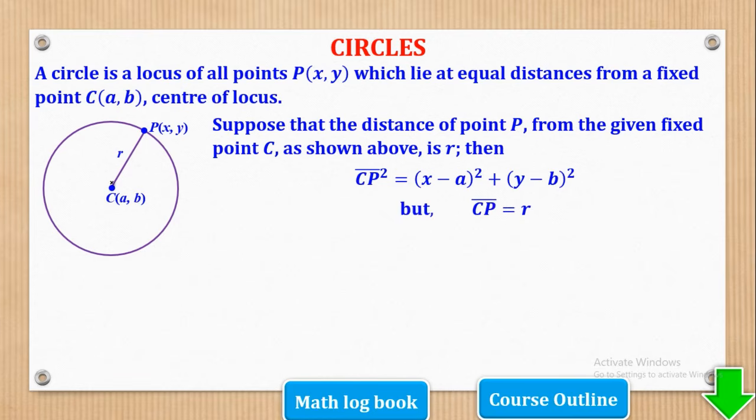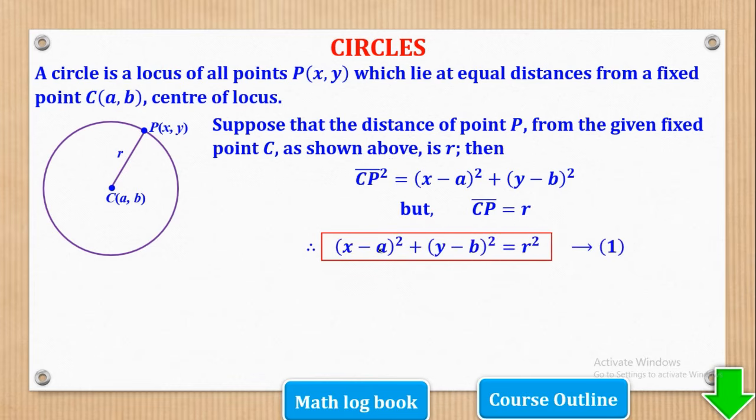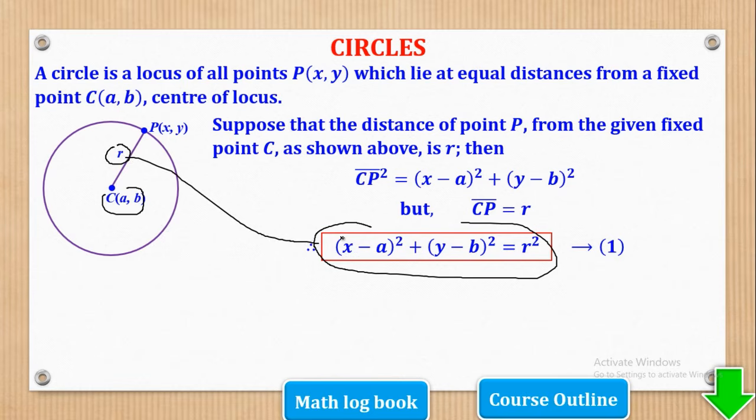But we know that CP is r. So what we are going to do, we shall come here and replace this with r. When you do that, we come up with this, which is (x - a)² + (y - b)² = r². This is not yet the equation you want, but it's also very important because sometimes they will give you the center of the circle and the radius, and they tell you to find the equation of the circle. If they do that, you begin from here and expand.